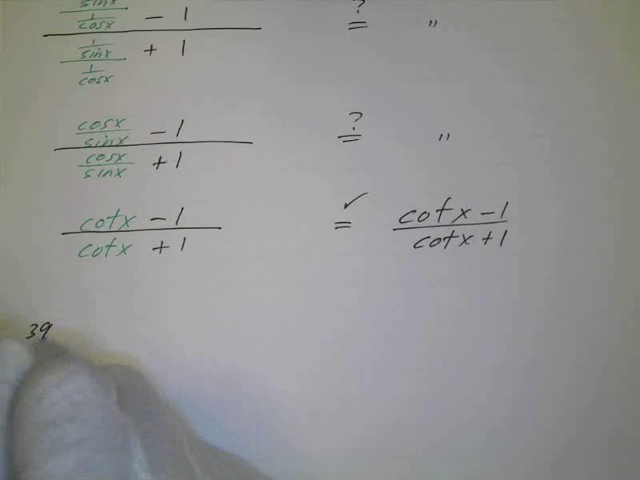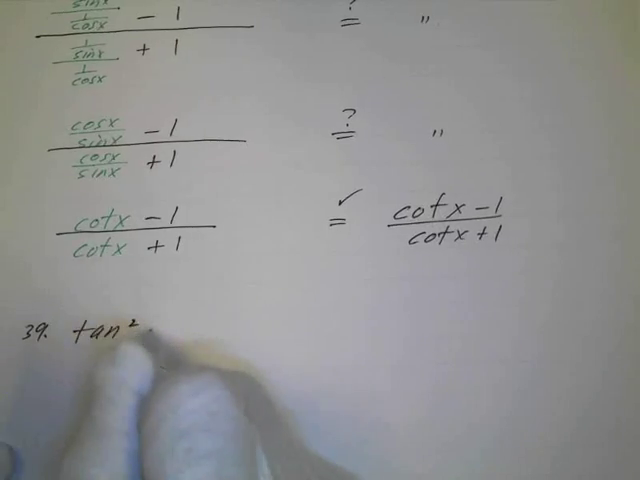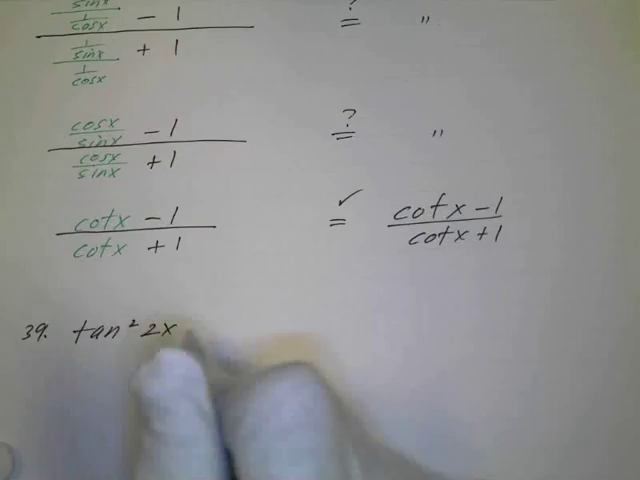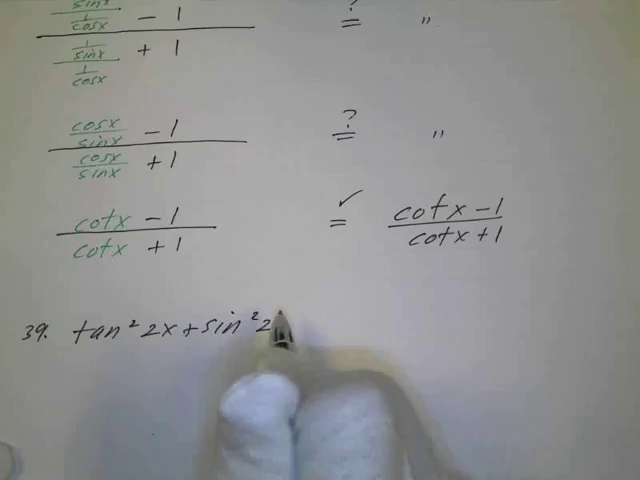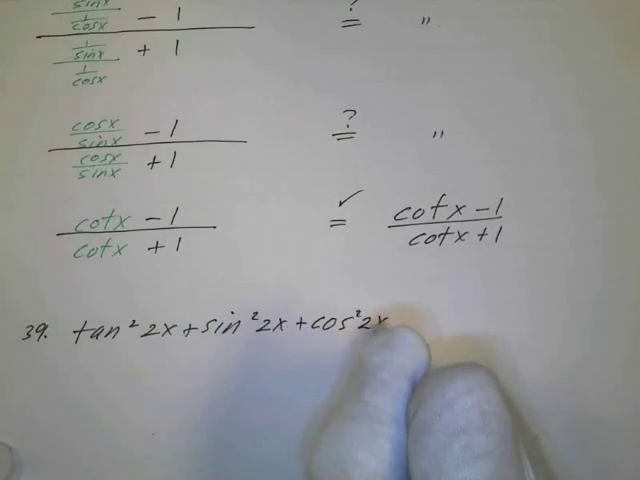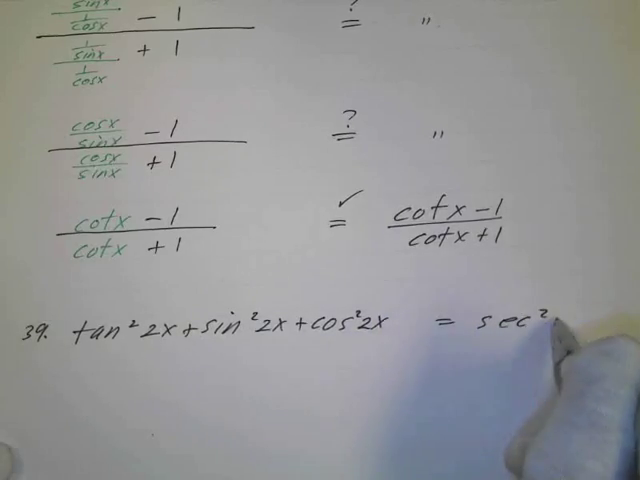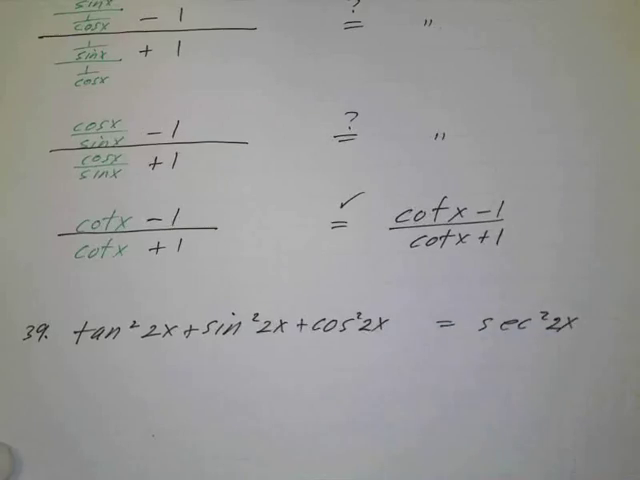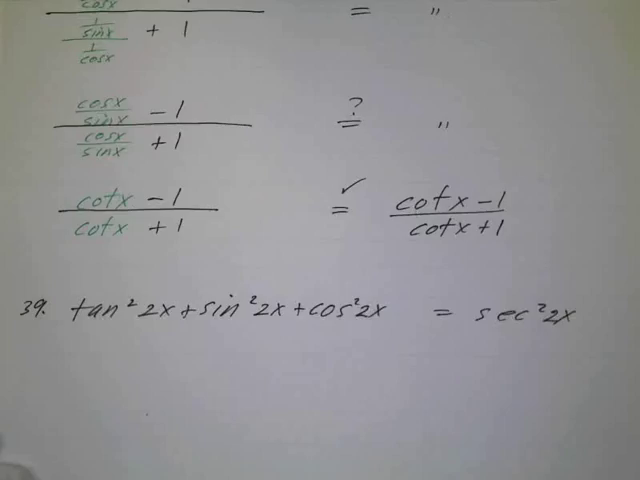Okay, number 39. And number 39 is the tangent squared of 2x plus the sine squared of 2x plus the cosine squared of 2x. And we want to show that that equals the secant squared of 2x. Now 2x, it's just an angle, so we could call it x if we wanted, or theta. It's one particular angle. They're all the same, so that makes it nice.